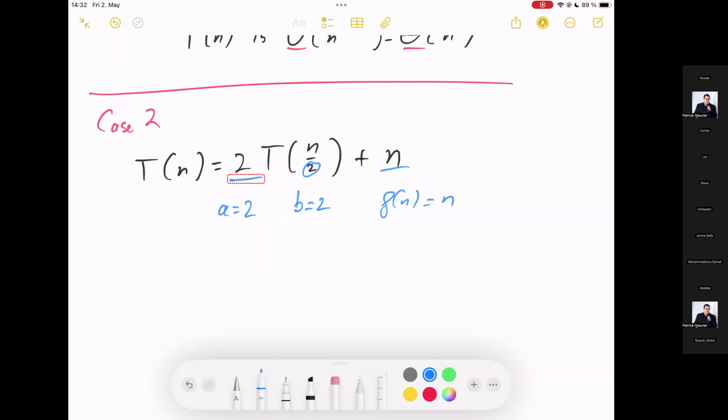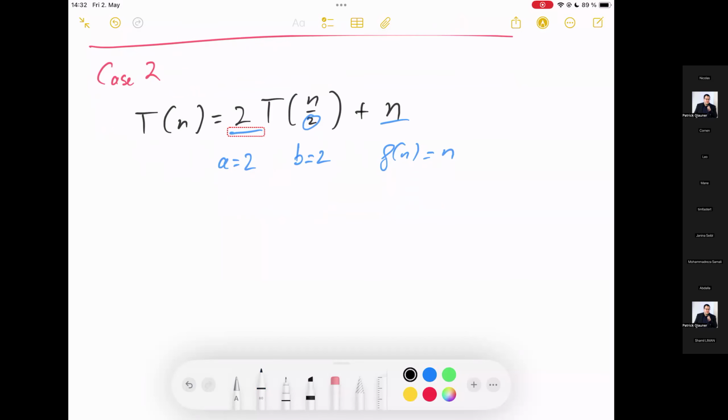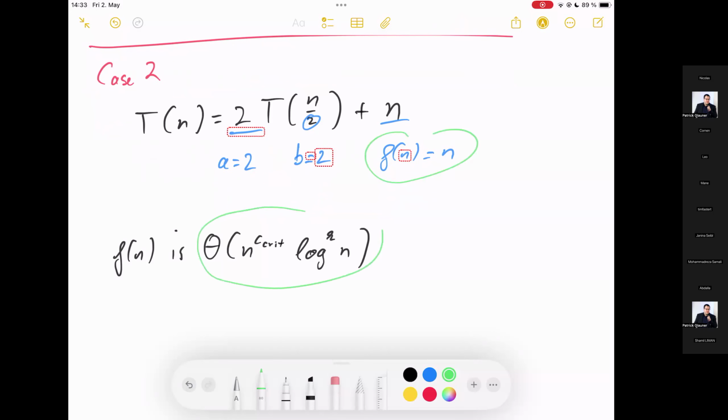Now we say f of n is theta of n to the power of c critical times the log n raised to the power of k. Is our f of n of this nature? Yes, it is, because we can say this holds true when this critical exponent is 1 and k is 0.